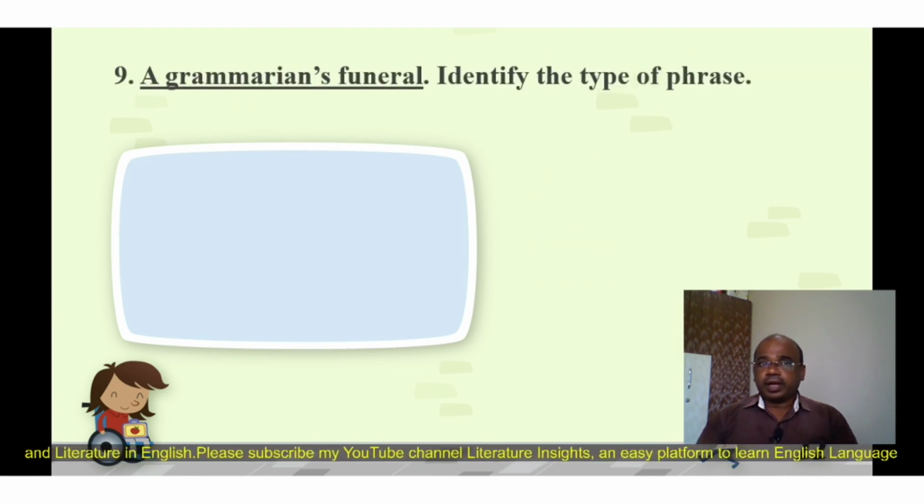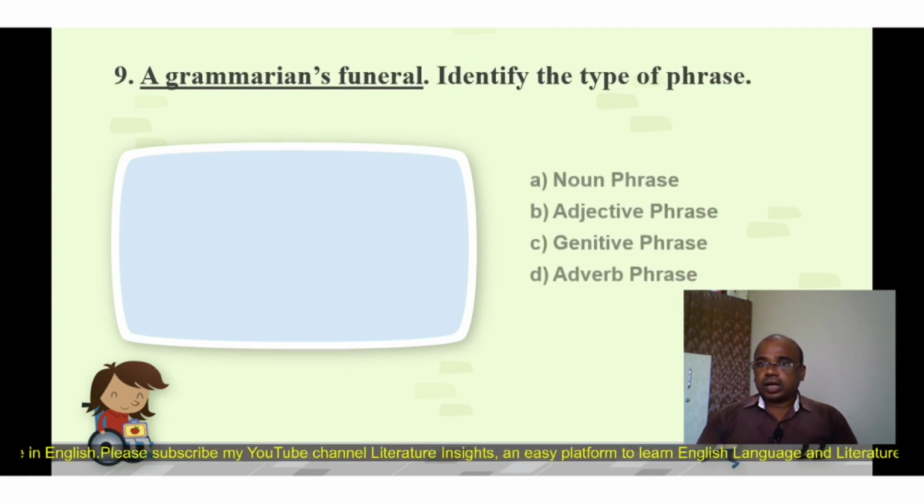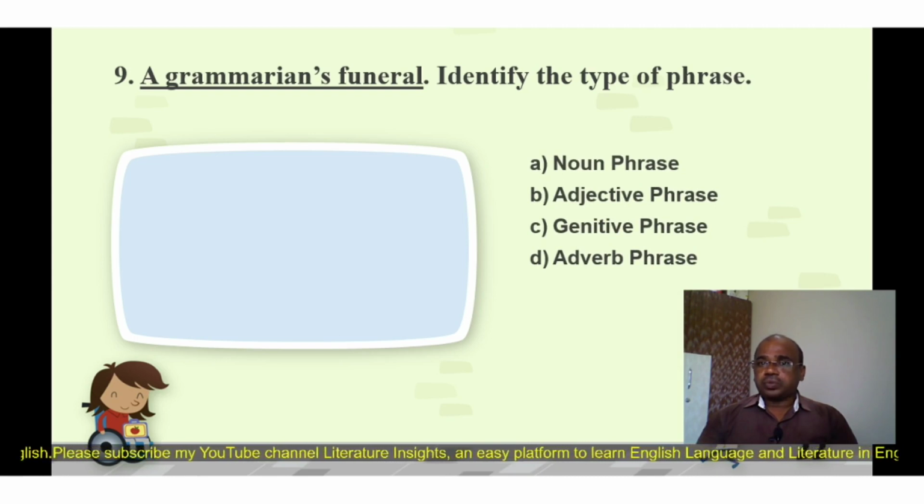Question number 9. A grammarian's funeral. Identify the type of phrase. And here four options: A. Noun phrase, B. Adjective phrase, C. Genitive phrase, D. Adverb phrase, and the answer is C. Genitive phrase. So this genitive phrase comes under the main phrase of noun phrase. So when the noun has added 's or es, that phrase is known as genitive phrase.